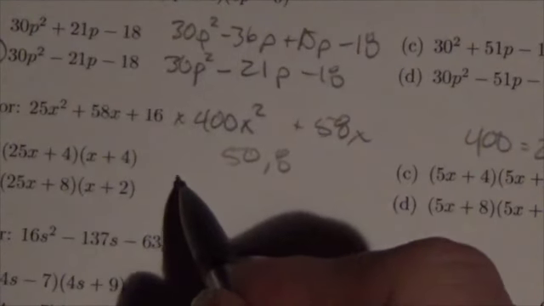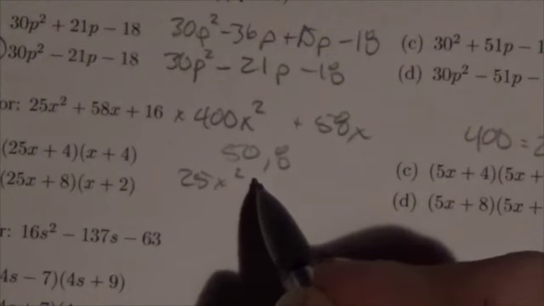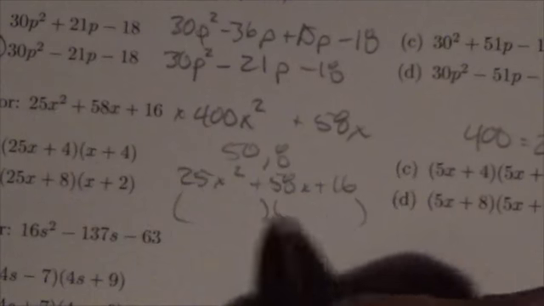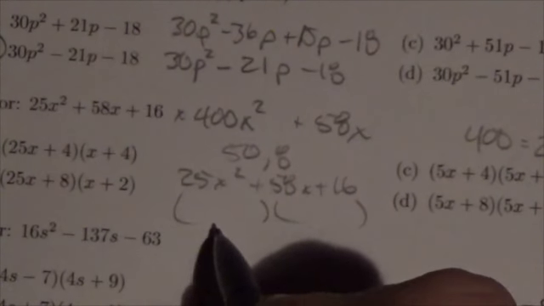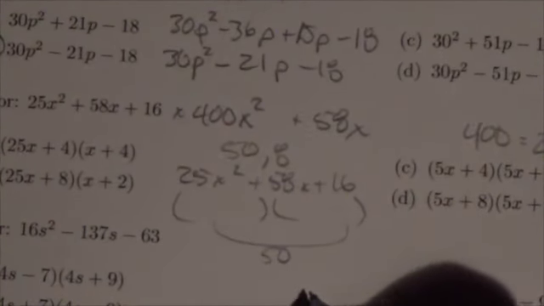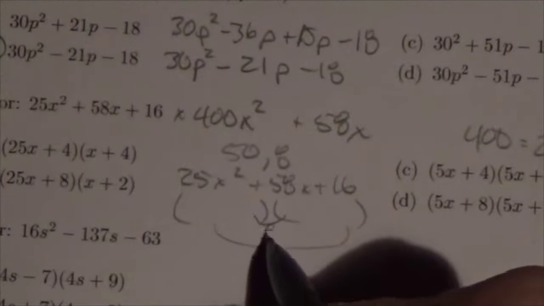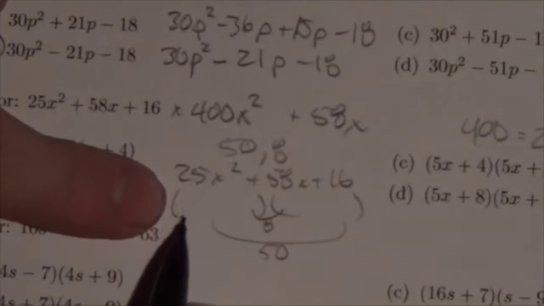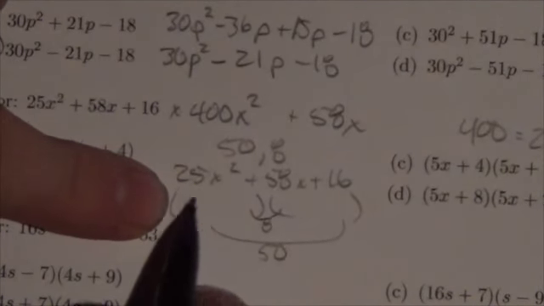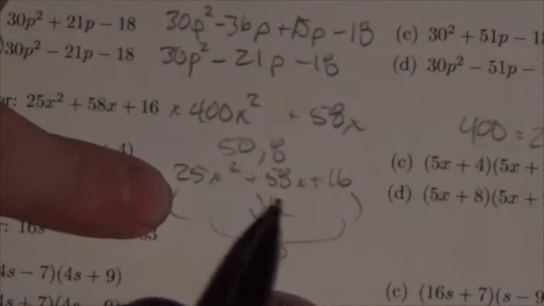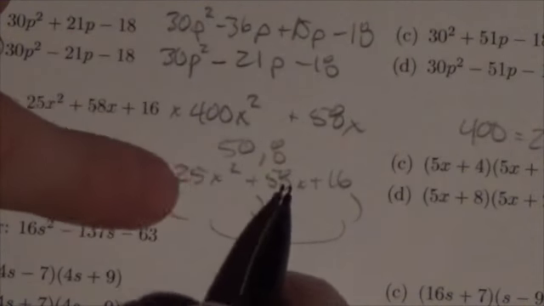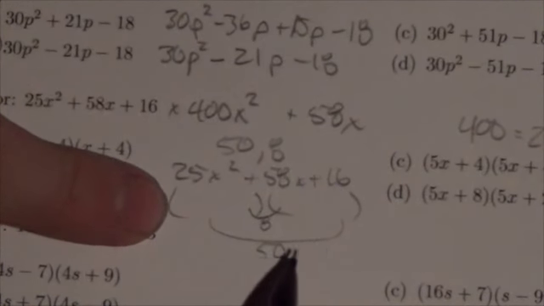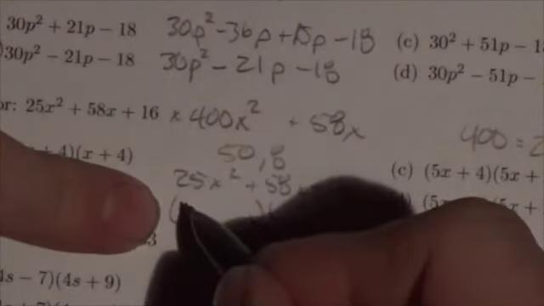So here we go: 25x squared plus 58x plus 16. When I write this out as my binomials, my outside product, sorry, I should say my outside product is going to be 50. My inside product is going to be 8. So what factor would go up front here? What first term in this binomial works, that would be a factor of 25x squared, because when I multiply the first terms in both of them, I'm going to get 25x squared. And then what number here is also a factor of 50? The answer here is going to be 25.